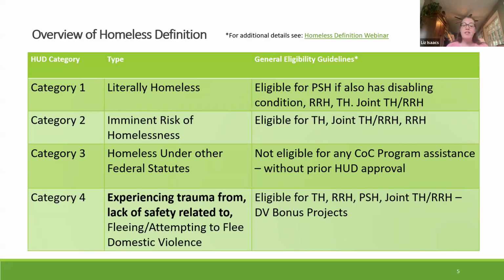What's important here is the safety factor. So folks we're serving here, we want to make sure we are getting them to a safe place, and they are eligible for transitional housing, rapid rehousing, PSH, joint TH, RRH, and of course, domestic violence bonus projects. I'll pause there for a minute. Does anyone want to ask questions about definitions?